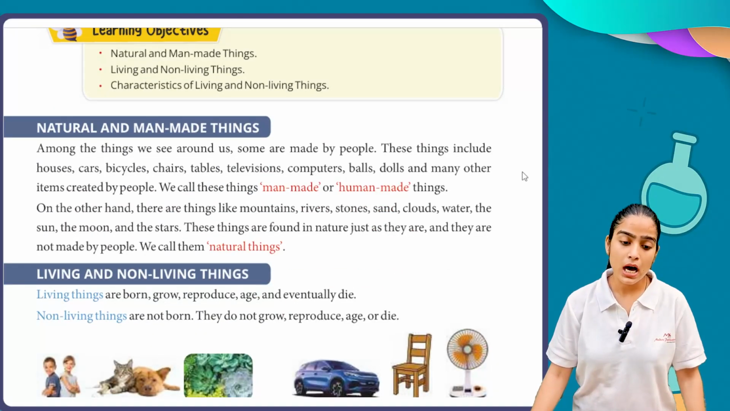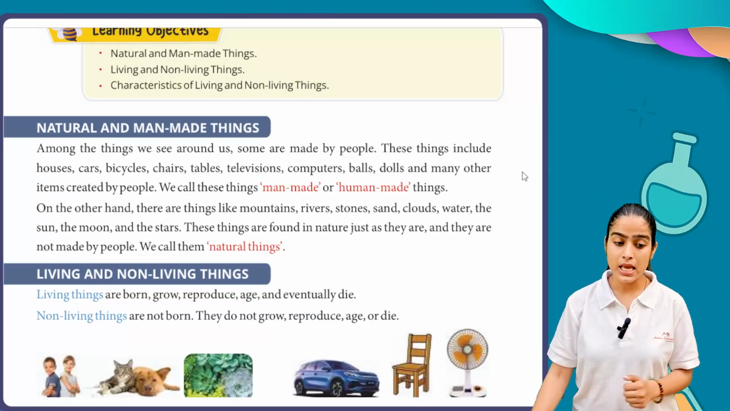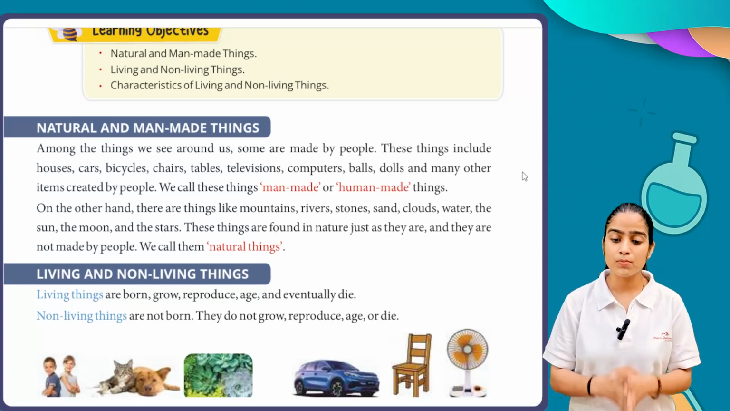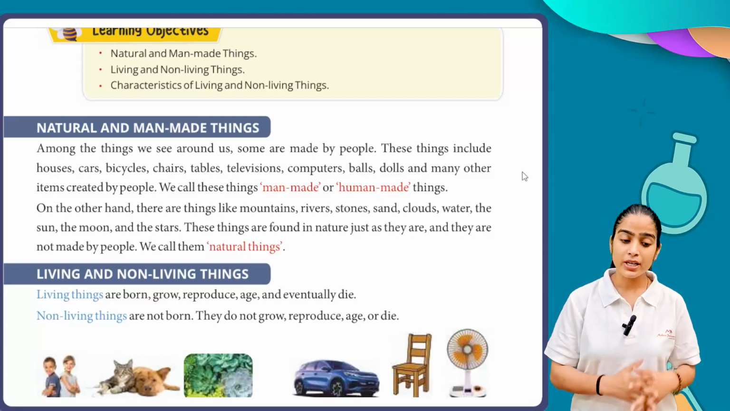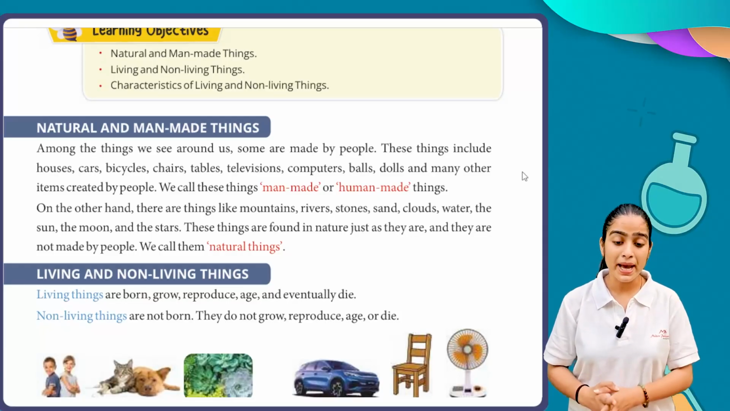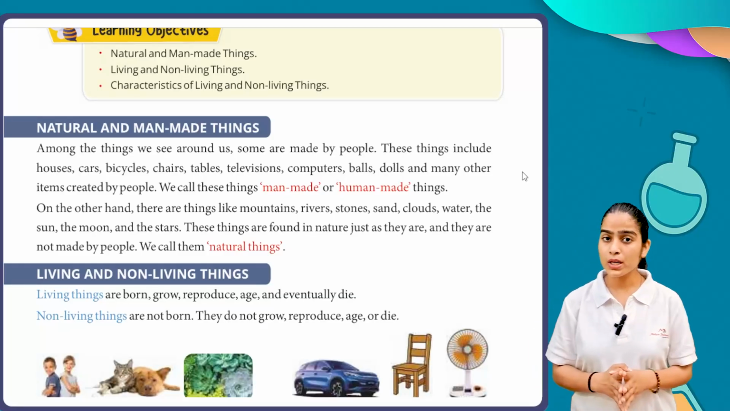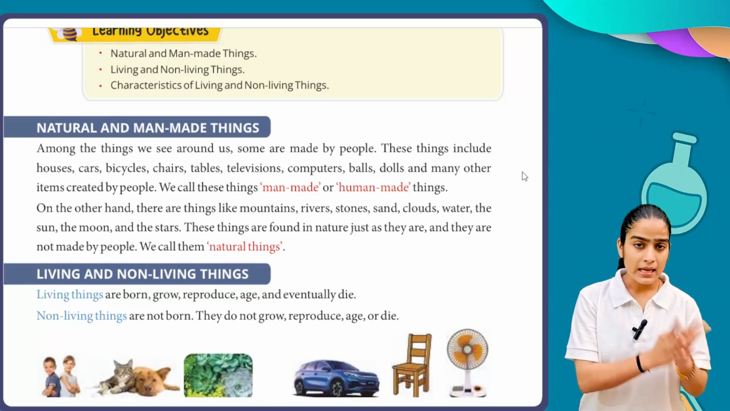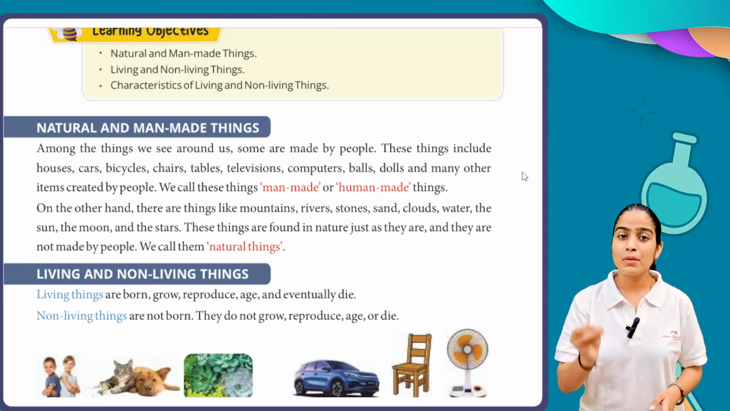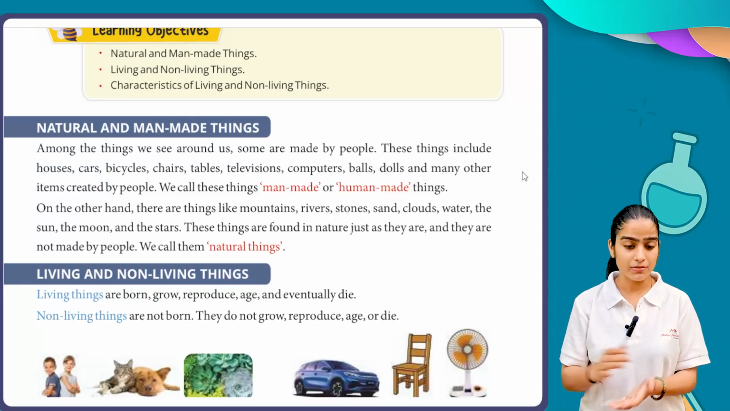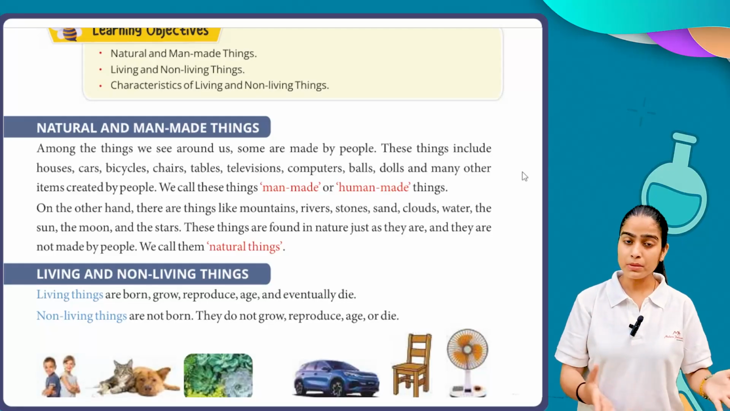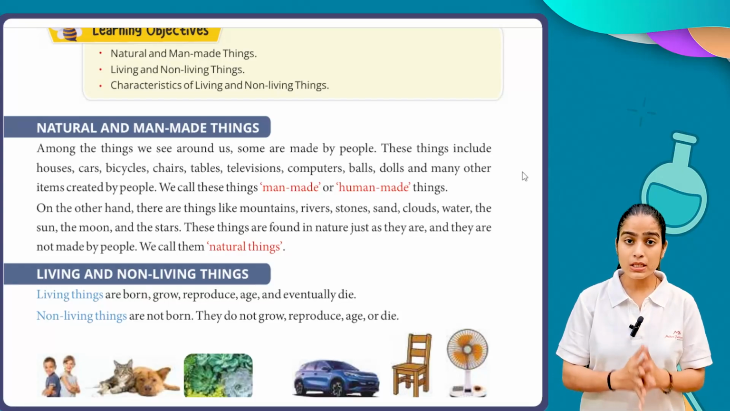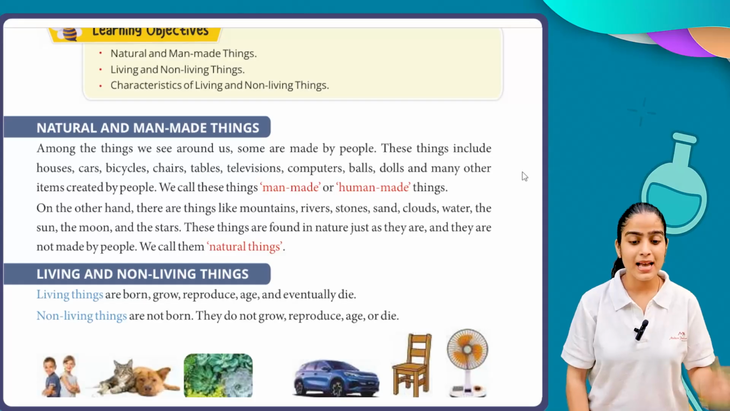Among the things we see around us, some are made by people. These things include houses, cars, bicycles, chairs, tables, televisions, computers, walls, dolls, and many other items created by people. We call these things man-made or human-made things. So what do we understand here? These are the things which are made by people, made by human beings. That's why we call them human-made things, or we can also say man-made things, right? Examples are houses, cars, bicycles, chairs, tables, television, etc.